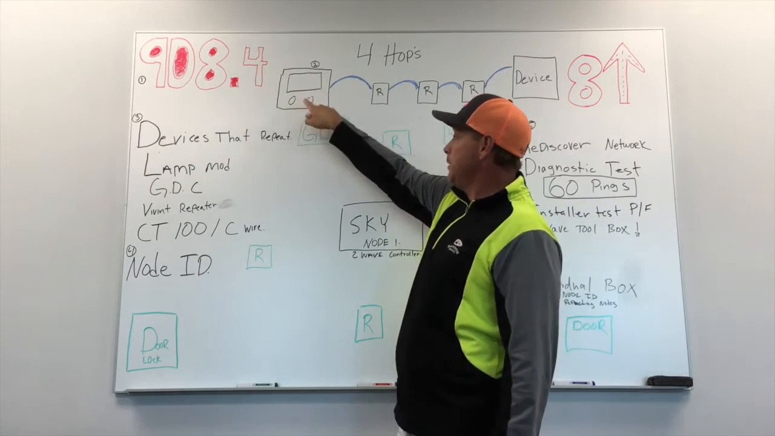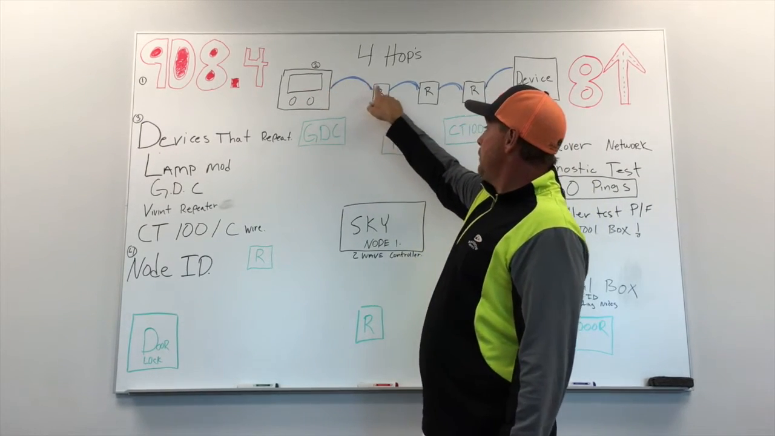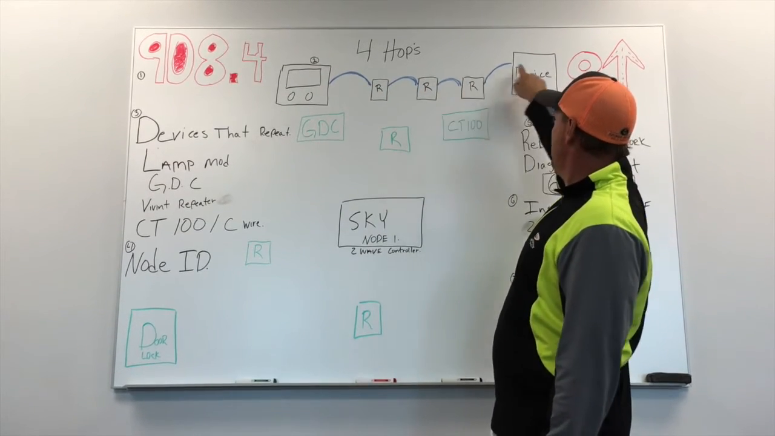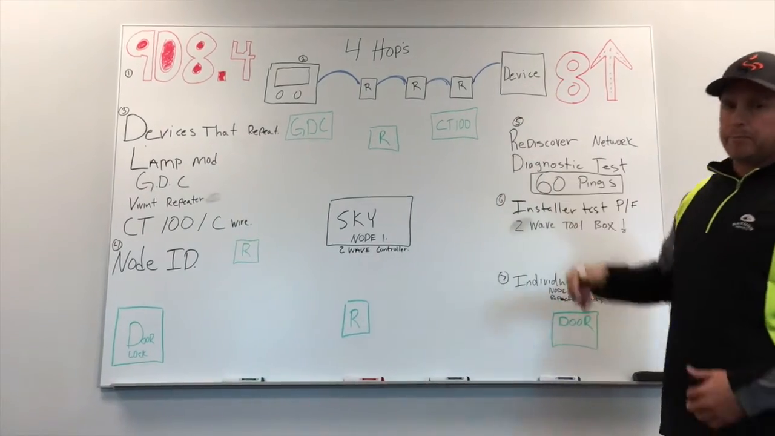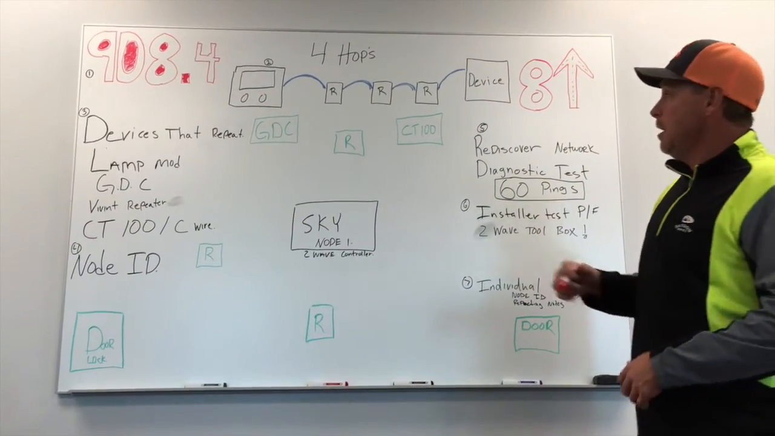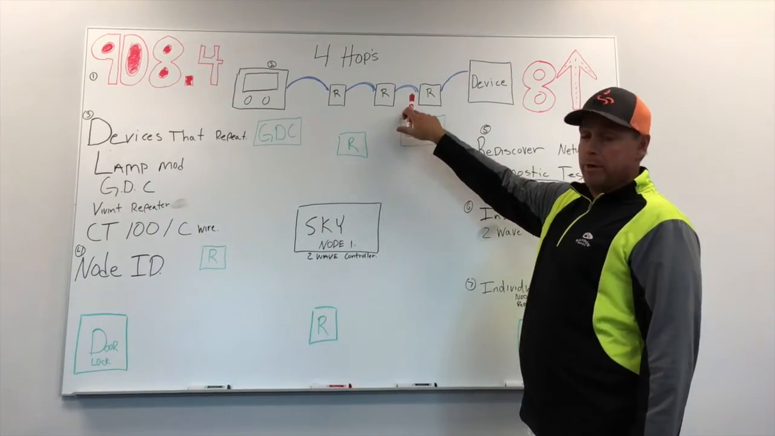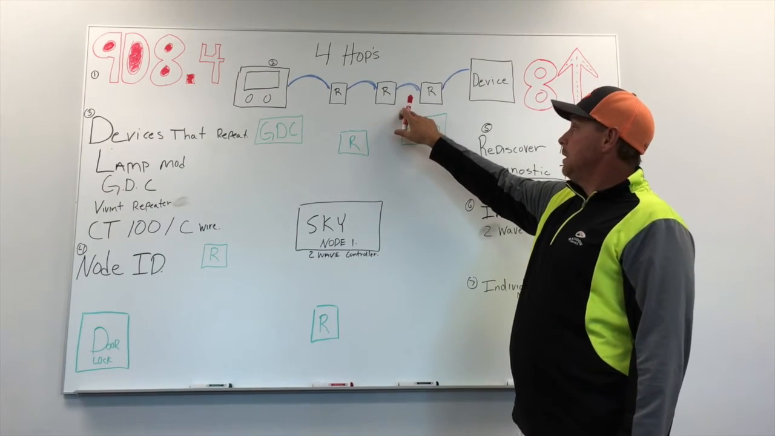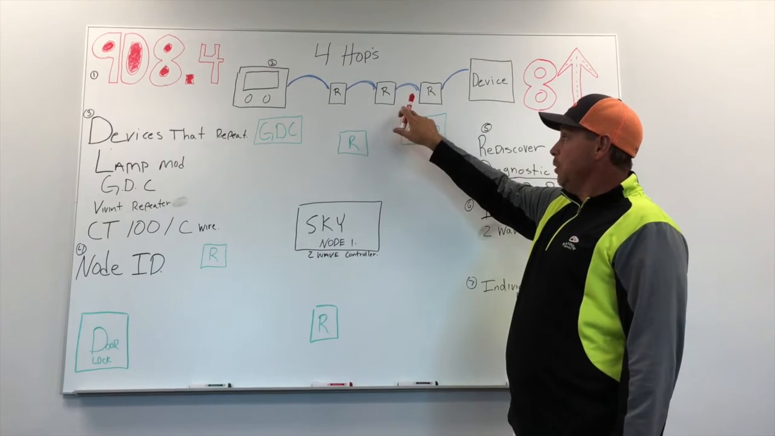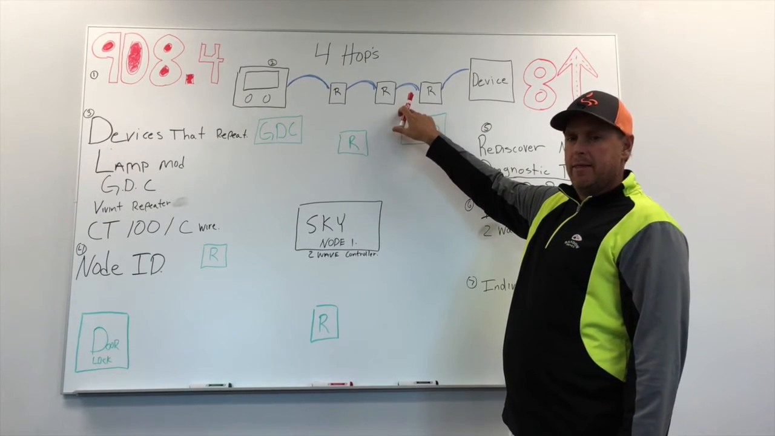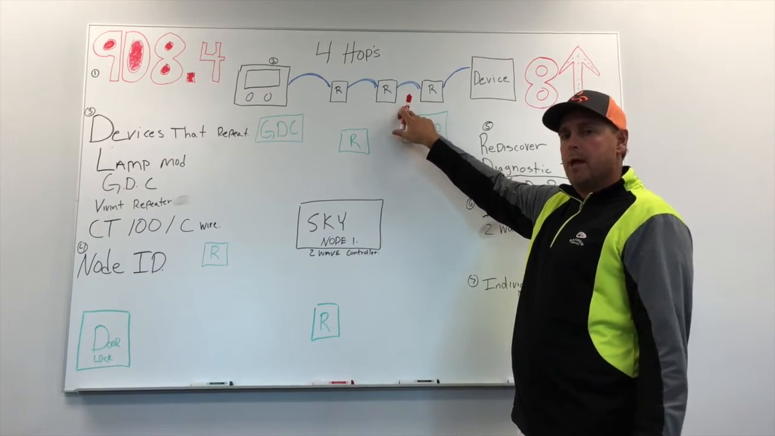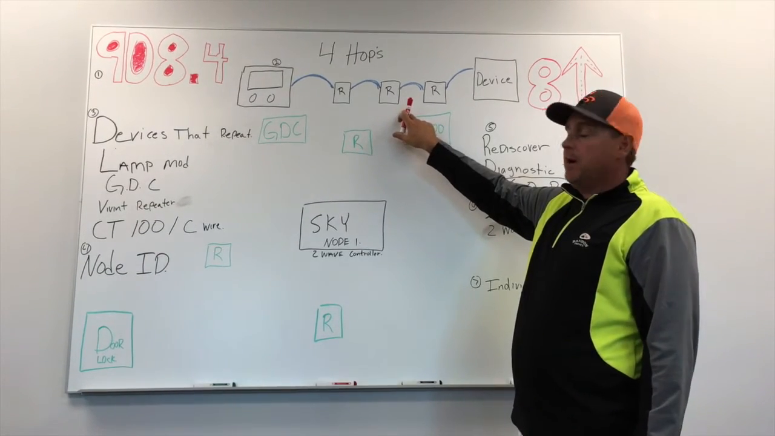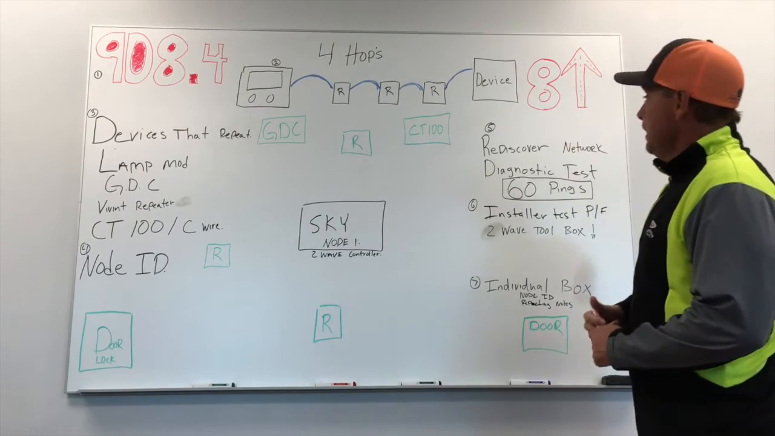So here you have a Sky control panel, 1 hop to a repeater, 2nd hop to a repeater, 3rd hop to a repeater, 4th hop to a device. Now, I don't think we have too many accounts out there where it's hopping 4 times, but just so you know, the maximum hops for a Z-Wave signal path is 4, okay? I think most of ours are probably just 1. You might get one that has 2. There may be a couple out there with 3 or 4, but it's very rare, okay?